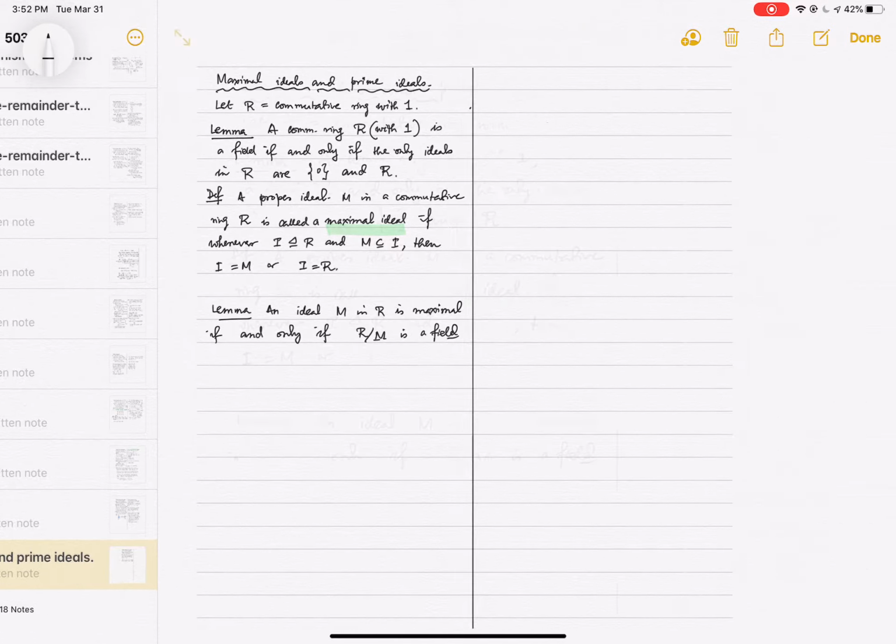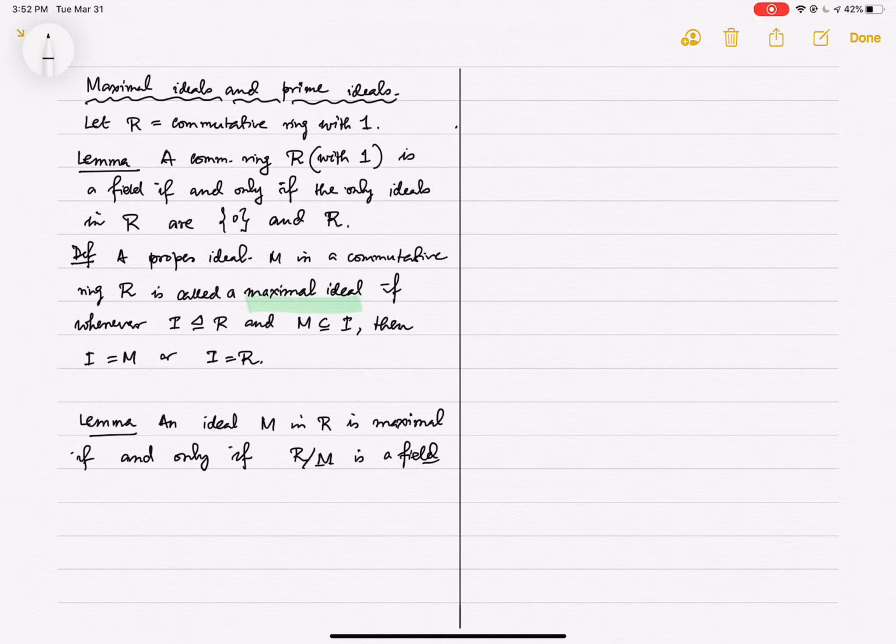So we defined a maximal ideal last time. A proper ideal in a commutative ring R, and all these commutative rings are assumed to always have identity, is called a maximal ideal if there is no proper ideal of R that properly contains this ideal.